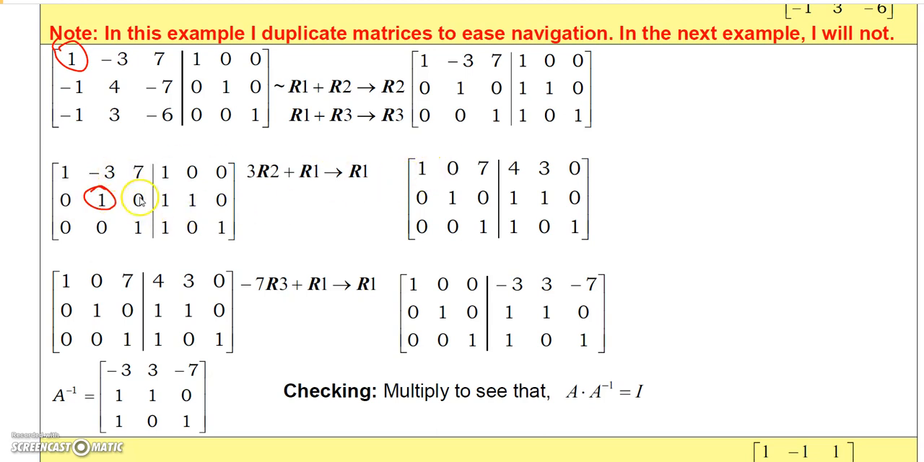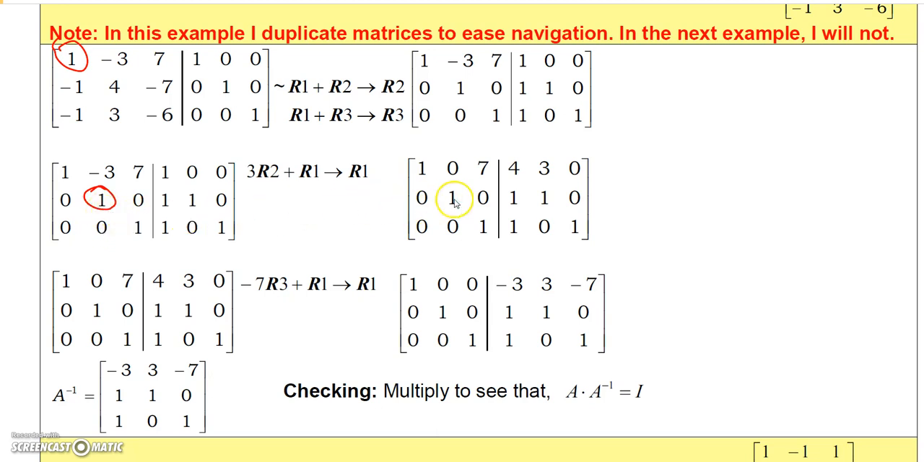3 times 0 is 0 plus 7 is going to give me 7. 3 times 1 is 3 plus 1 is going to give me 4. 3 times 1 is 3 plus 0 is going to give me 3. And then 3 times 0 plus 0 is going to give me 0. And the good news is I don't have to do anything to eliminate the number below the 1 because that number is already a 0.